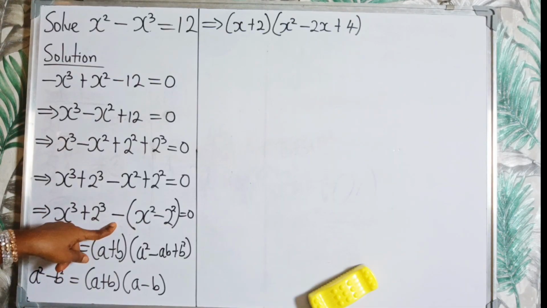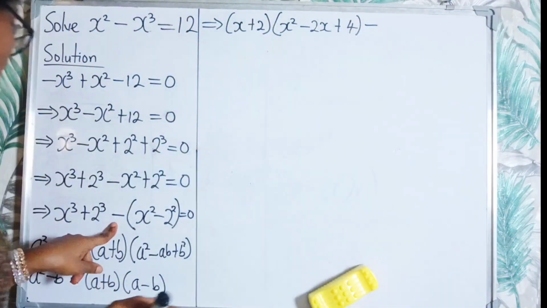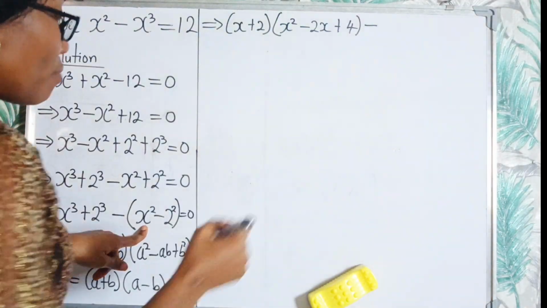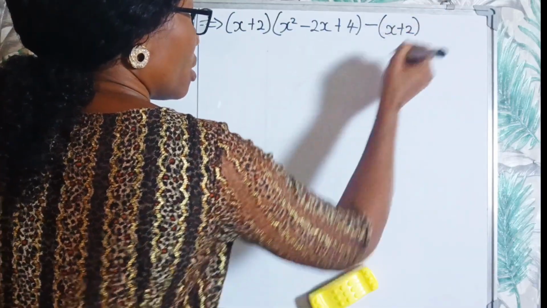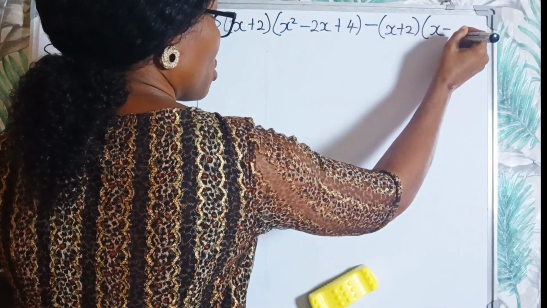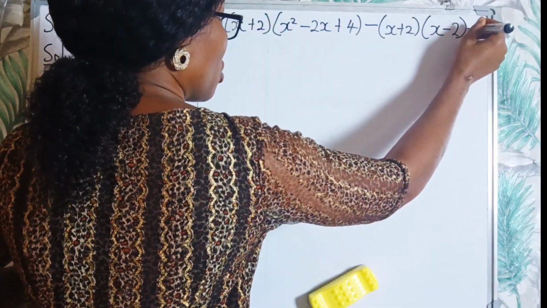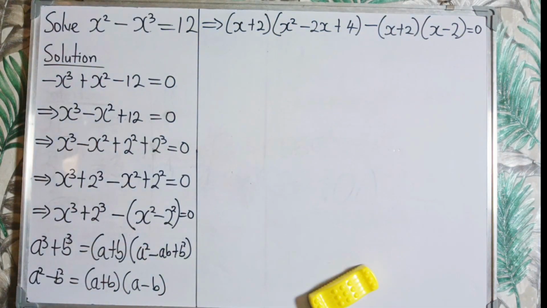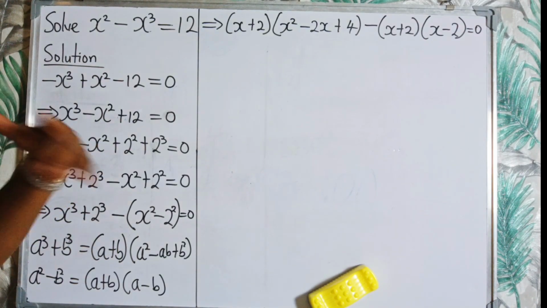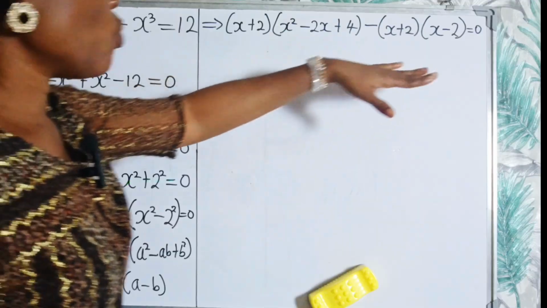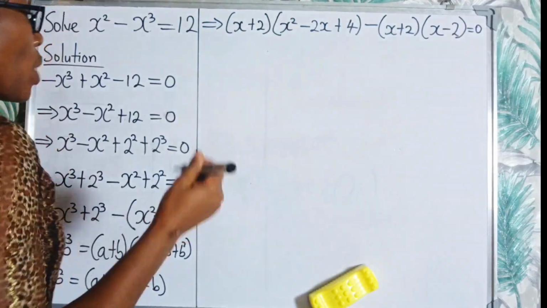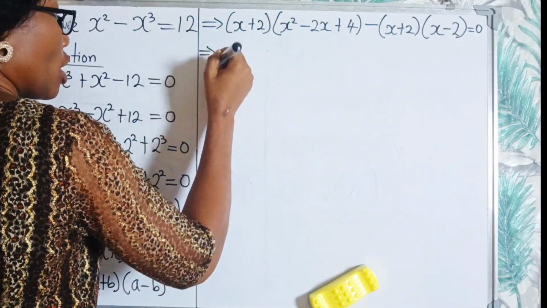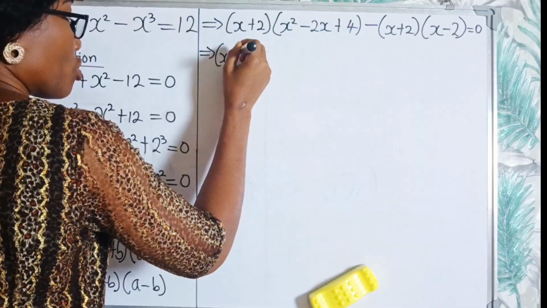Okay, and this is going to be minus, here we have x plus 2 into x minus 2, and all is equal to 0. Wow, it's getting interesting. Okay, so at this point, we can factorize. If you look at what we have here and what we have here, we have something in common, which is x plus 2. So we are going to bring out x plus 2.